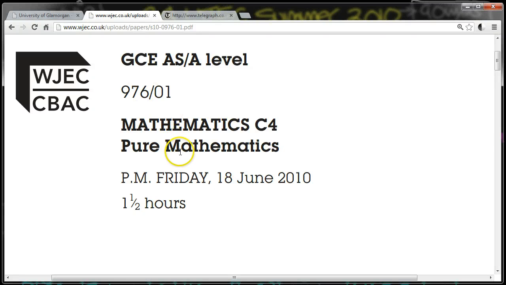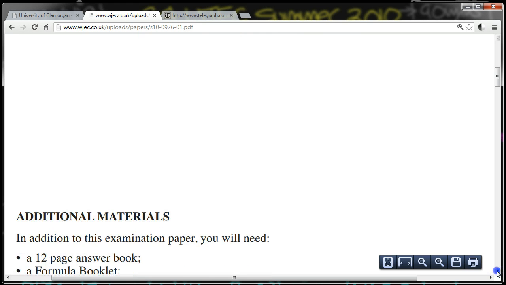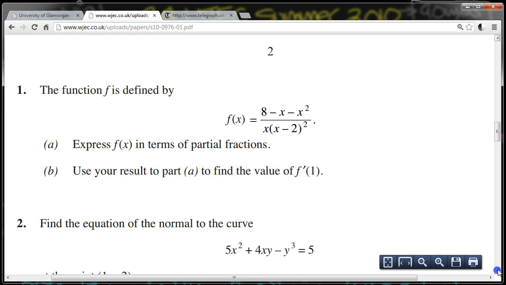Okay then guys, let's have a quick look at this paper before we go through the questions one by one, in turn, sequentially, and go through the entire paper. This is the WJEC C4 examination of June 2010. It's a 1.5 hour long paper. So let's have a quick look at these questions then. There are instructions of course on the front page.